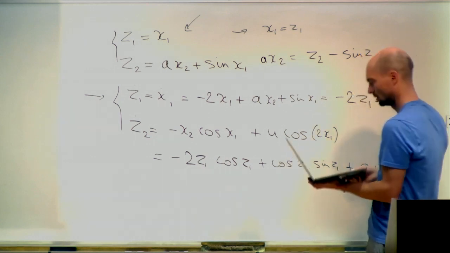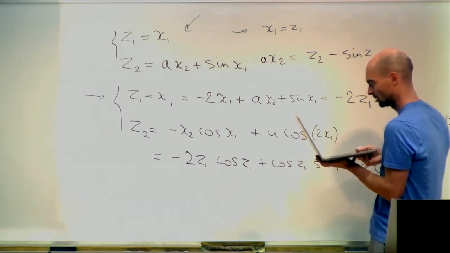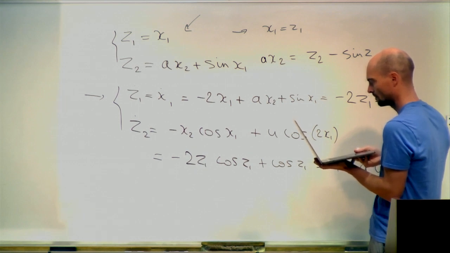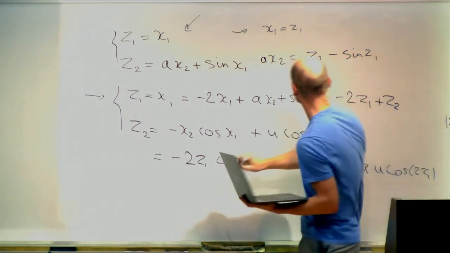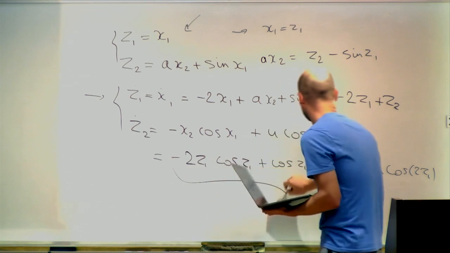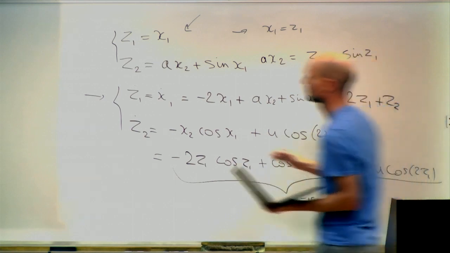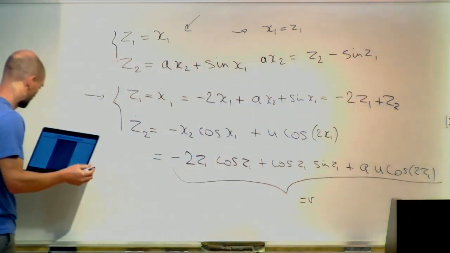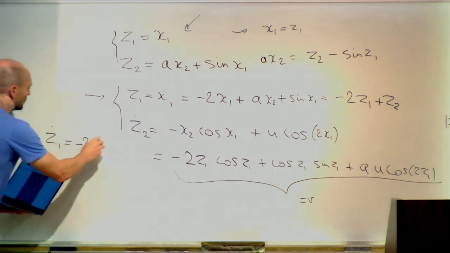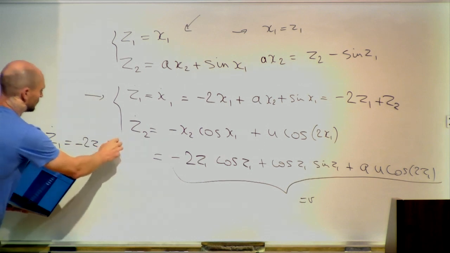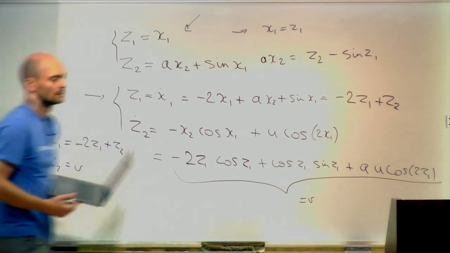Okay, so now if we do a change of variables, where we call v equal to this entire thing here, so we'll call this thing equal to v, we end up with a linear system. z1 dot equals minus 2 z1 plus z2, and z2 dot equals v. So that's pretty cool. It was possible.